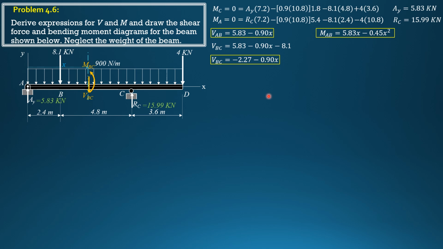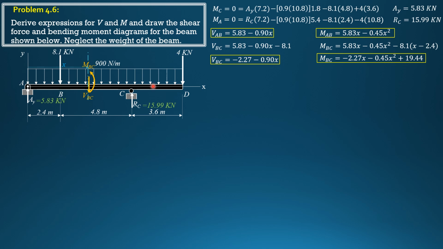Another line with negative slope, first degree. This is second degree. So moment BC, on the other hand, is previous. We copy 5.83x minus 0.45x squared. Then we subtract, because this is counterclockwise, the moment of 8.1, and this moment arm here is x minus 2.4. So moment BC is 5.83x minus 0.45x squared minus 8.1 times quantity x minus 2.4. Then combining 5.83 minus 8.1x is negative 2.27x minus 0.45x squared, then negative 8.1 times negative 2.4 is 19.44. So that's the moment equation for BC.